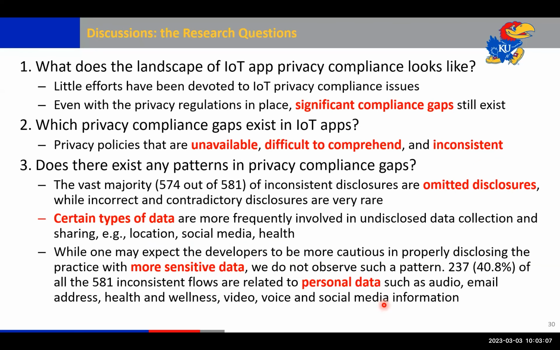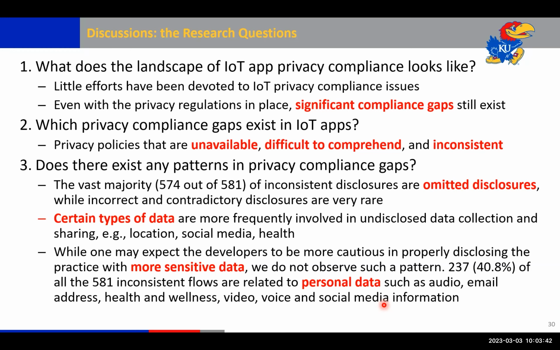So to wrap up the discussion, the conclusion that we got from using IoTPrivComp is that there are still significant compliance gaps that exist today. Even though there are regulations like GDPR and California law, with all of that, there are still compliance gaps, and that's concerning. The privacy policies themselves are unavailable, difficult to comprehend, or inconsistent in another language, so they fail to disclose properly to the users what practices are there for the apps.